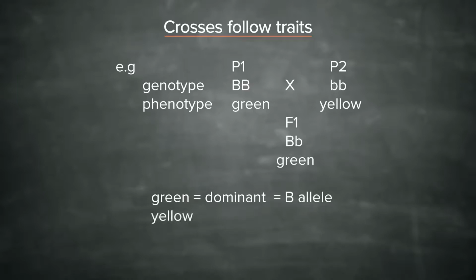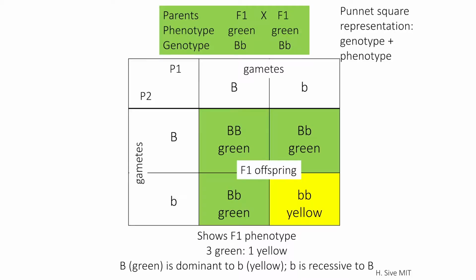Yellow is said to be recessive relative to big B. That would be the little b allele. So here are two terms, green and yellow, defining dominant and recessive. Which of the traits carries on into the next generation? Okay. What does this look like on a Punnet square?